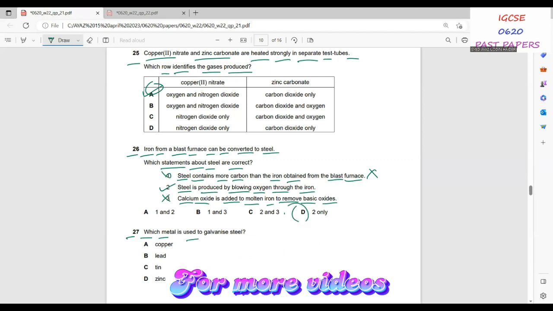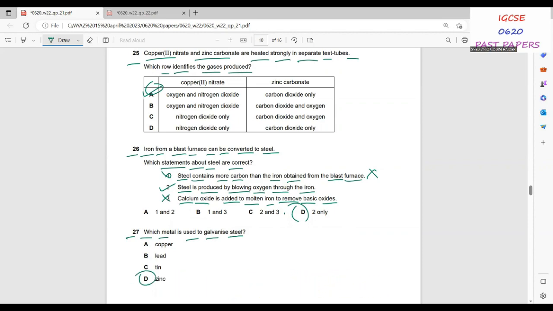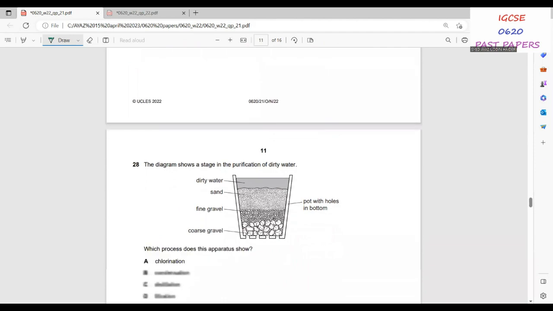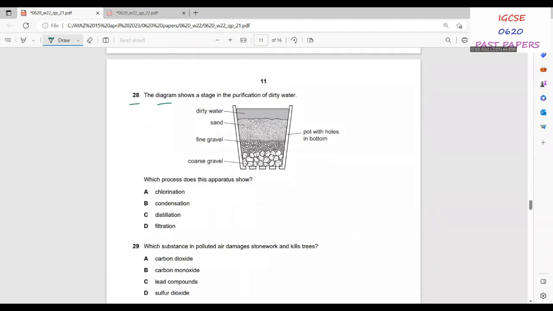27. Which metal is used to galvanize steel? Very easy. Zinc is used to galvanize steel. 28. The diagram shows a stage in the purification of dirty water. We have dirty water, then we have sand, fine gravel, a pot with a hole in the bottom, and coarse gravel. Which process does this apparatus show? It definitely shows filtration. D will be the right answer.